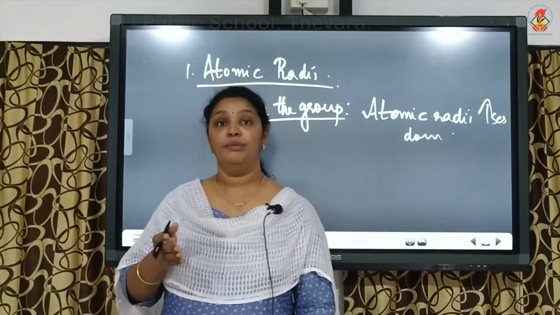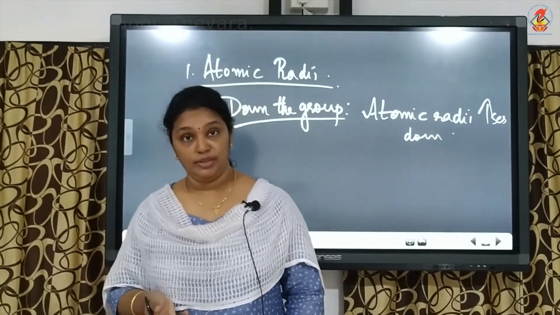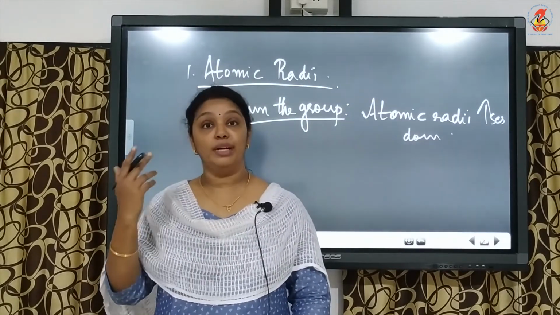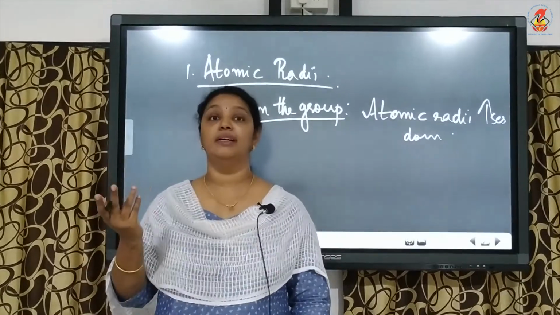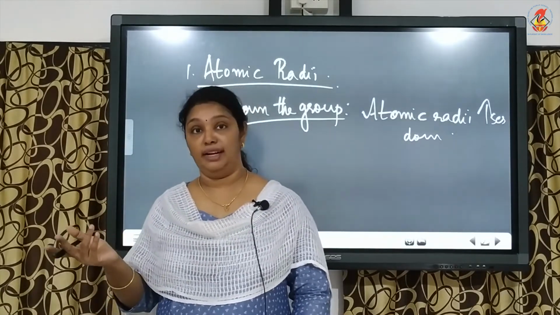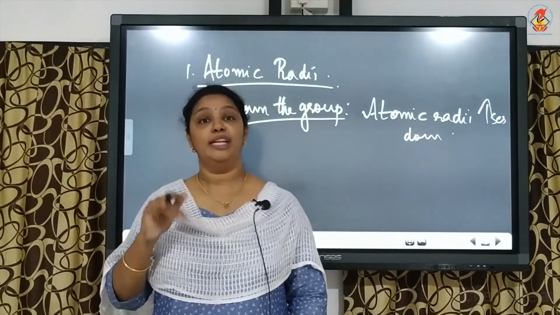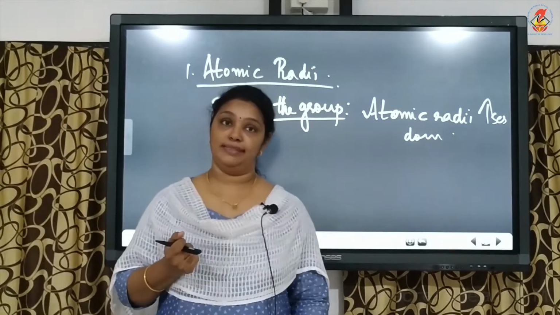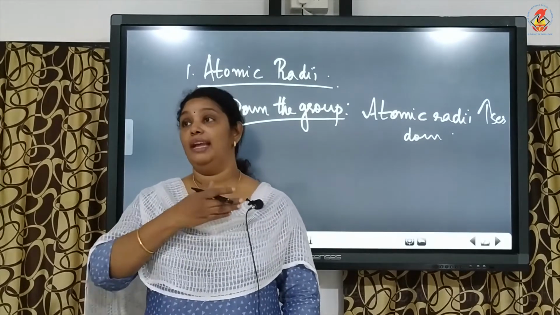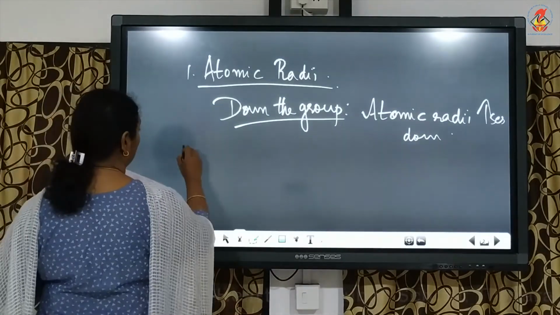Okay, so this is the reason for the variation of atomic radii down the group. Down the group, what happens? The number of shells increases, atomic number increases, but the increase in nuclear charge is less than the screening effect by the inner electrons. So, Z effective decreases, so atomic radii increases. Now, next let us see the variation of atomic radii along the period, or across the period.